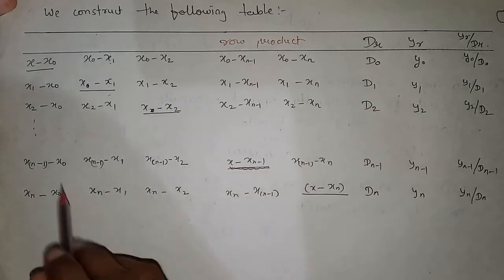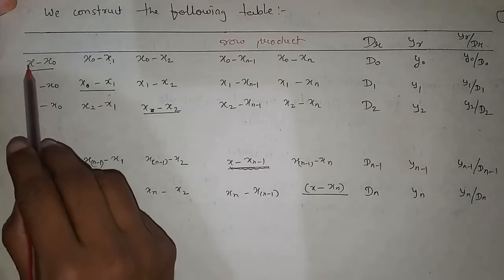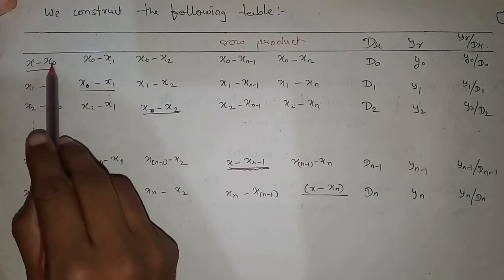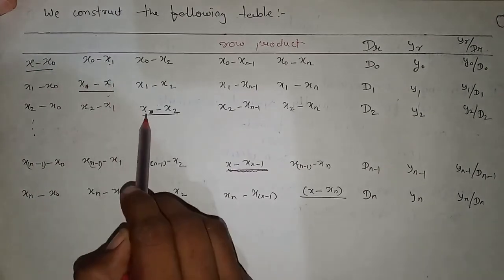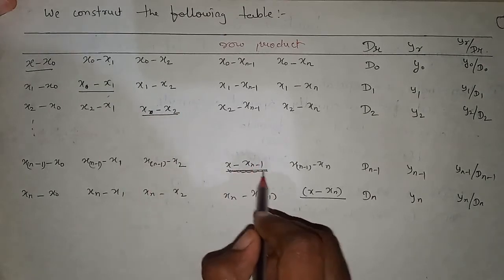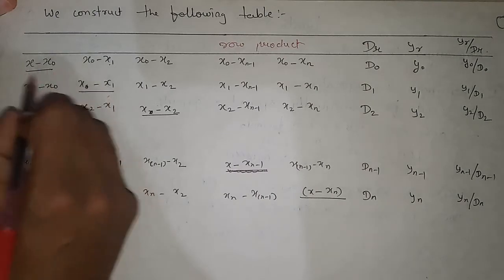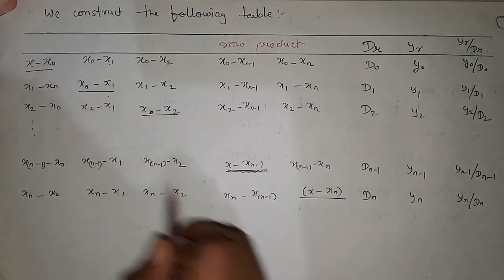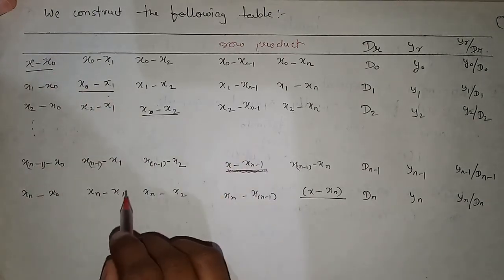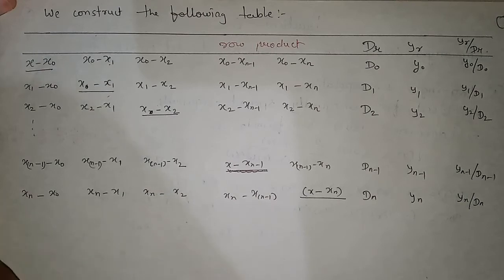Where we are getting the same terms' difference, there we will write x minus x0, x minus x1, x minus x2, x minus xn minus 1, x minus xn. You can underline these values. Otherwise, if you do one or two questions, you will come to know where you have to write x minus x0. So this is the table which we will use in Lagrange's interpolation. This will make our question easier.